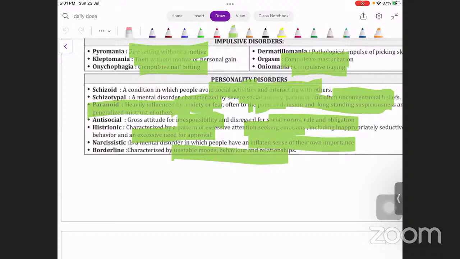Paranoid is excessive fear, anxiety, delusion, and long-standing suspiciousness; these types of people will never trust anybody. Schizotypal is a mental disorder characterized by severe social anxiety, paranoia, and often unconventional beliefs. Schizoid is where people avoid social activity and interacting with others.